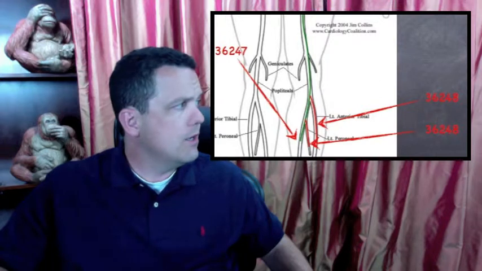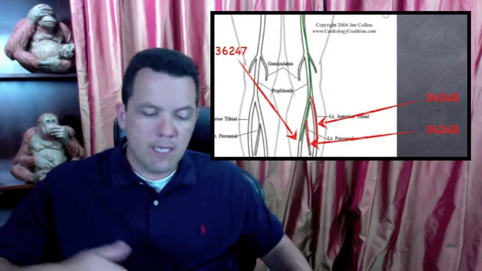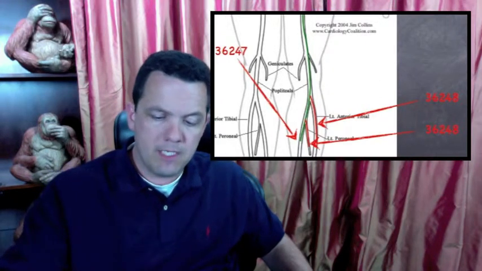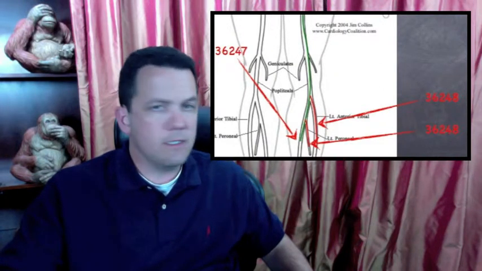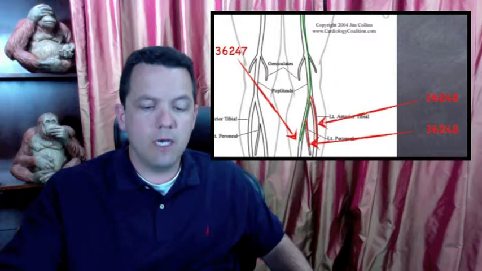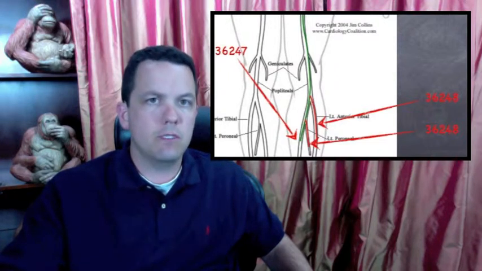So we'd use code 36247 to compensate us for the most distal place that the catheter reached, and then we get to bill for code 36248 two times in addition to the 36247.